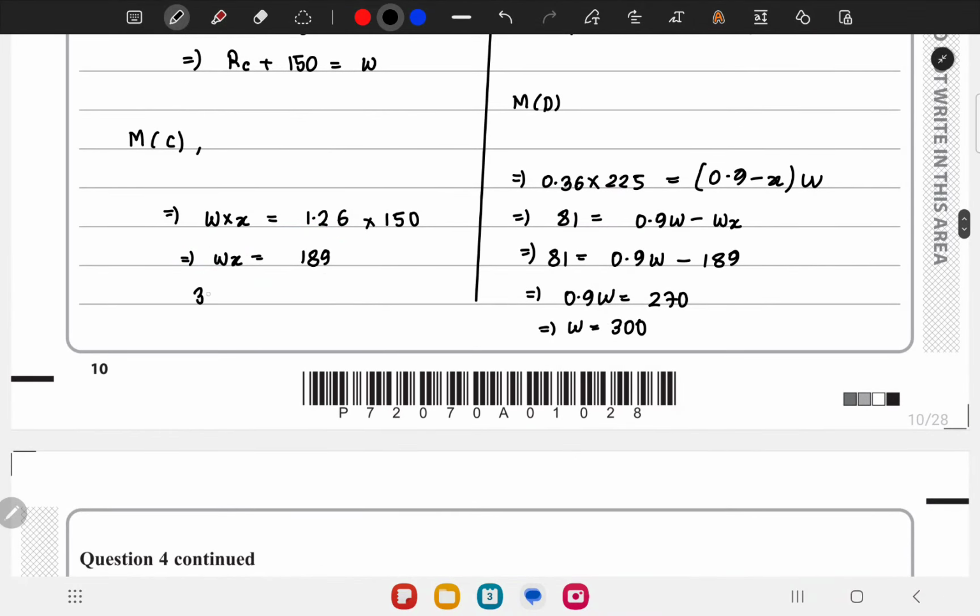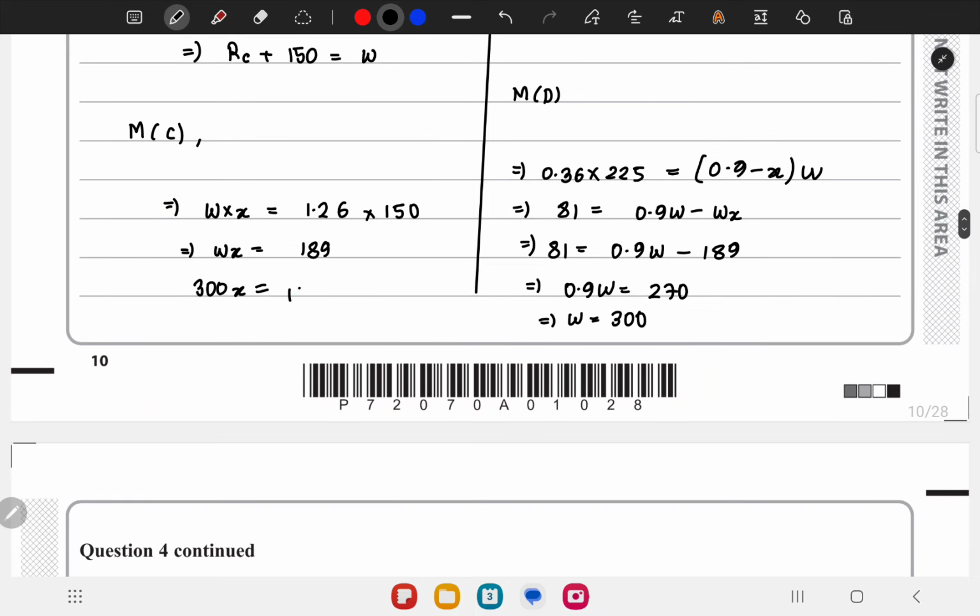We can put that value of W over here. So 300x is equal to 189. X is equal to 189 divided by 300. So this is 0.63.